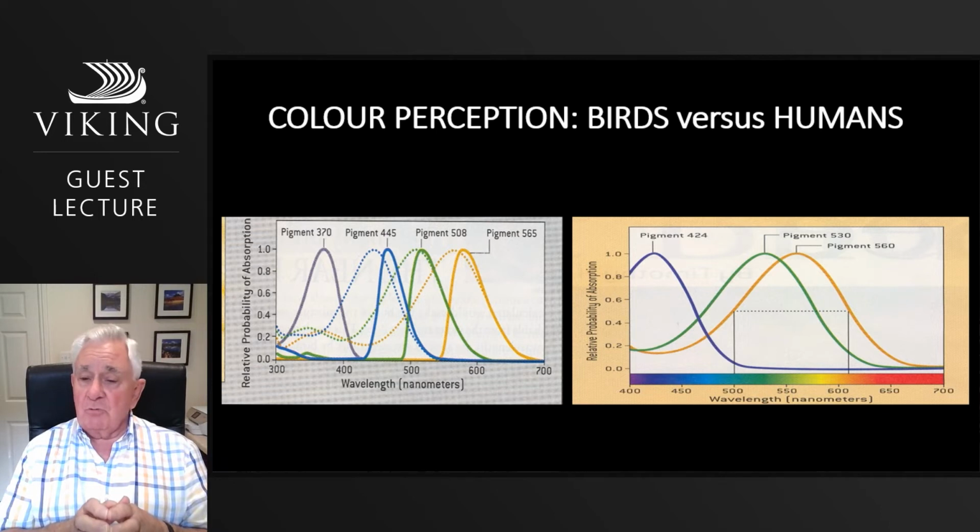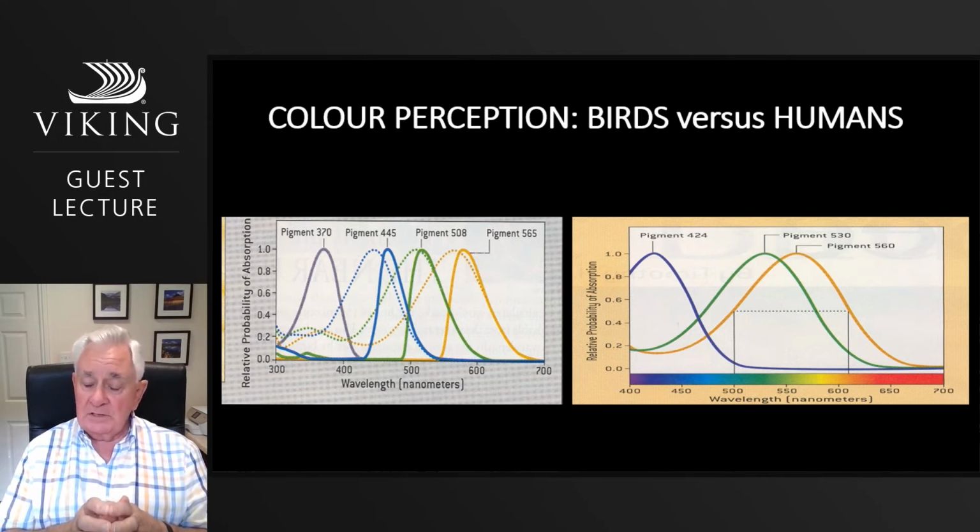Now, someone who's red-green colour-blind will be missing one of these pigments. Someone who's completely colour-blind will be missing all of them. When we go to birds and insects, we notice they have 4 pigments, not 3. And the pigment which is particularly different is the one that is shown there, pigment 370. This one allows insects and birds to perceive things in the ultraviolet range. We as humans don't see in the ultraviolet range, but they do.